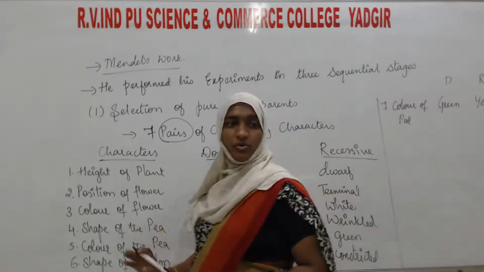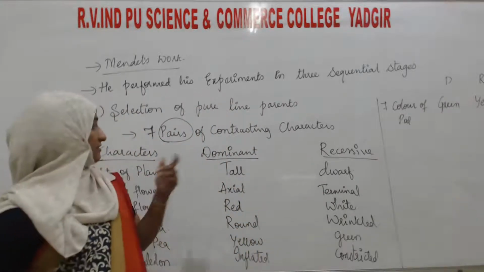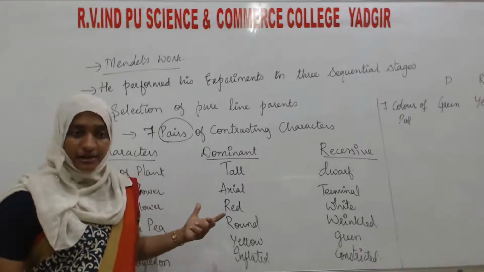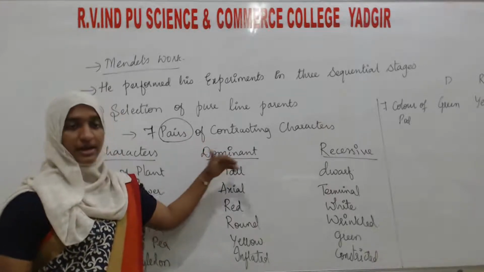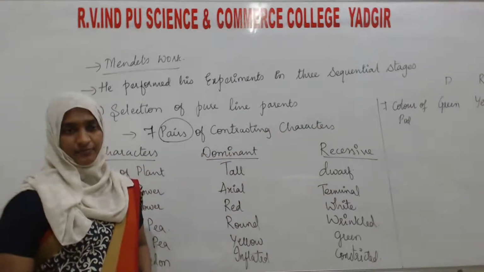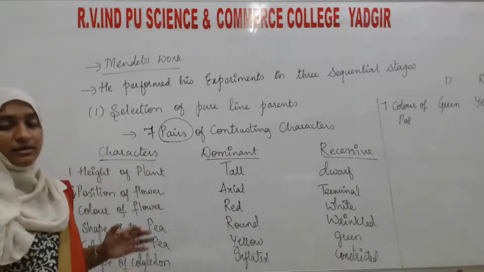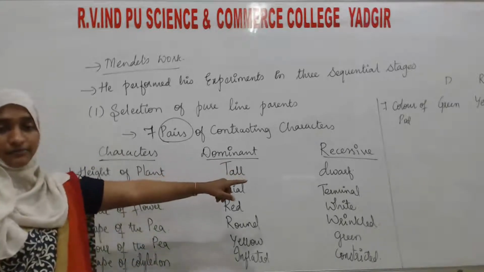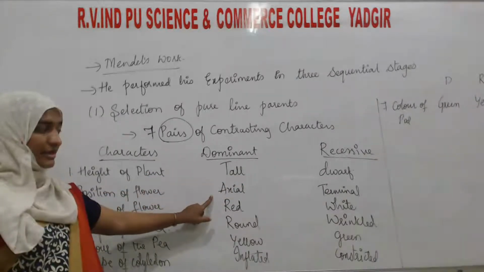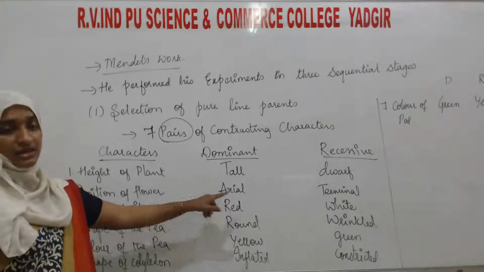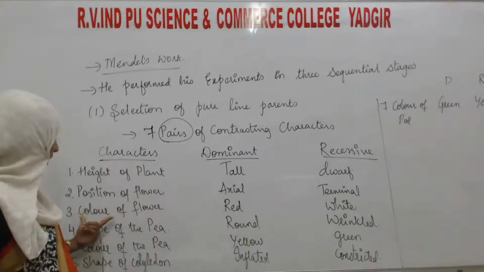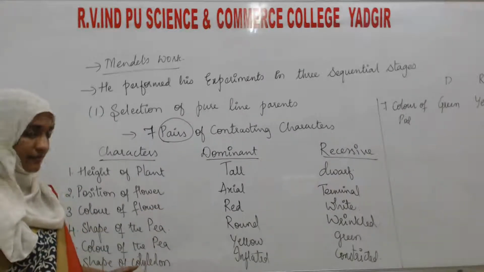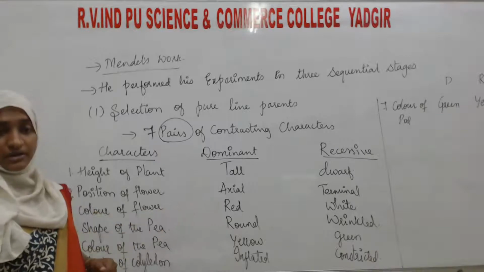So all this is about what? About the 7 pairs of contrasting characters. In that pair, one character will be the dominant and the other will be the recessive. Okay, for your understanding, it is very important. Height of the plant, tall, dwarf. Position of flower, axial, terminal. Then color of flower, red and white. Shape of the pea, round, wrinkled. Then color of the pea, yellow, green.